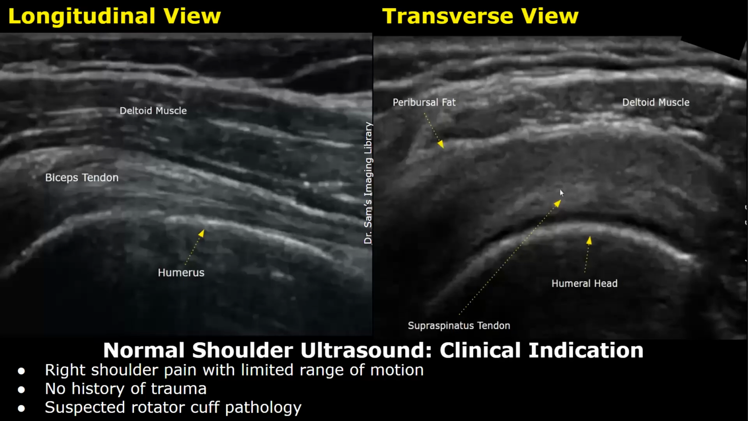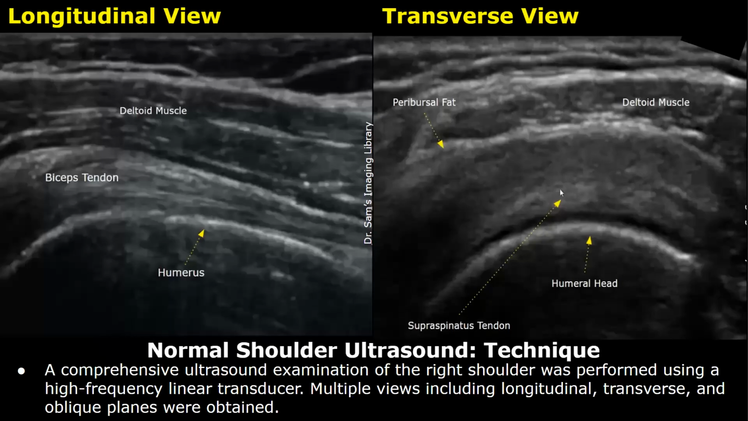These are the clinical indications in this example. Right shoulder pain with limited range of motion. No history of trauma. Suspected rotator cuff pathology.